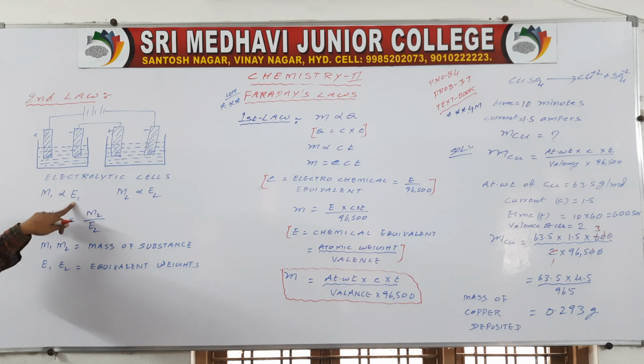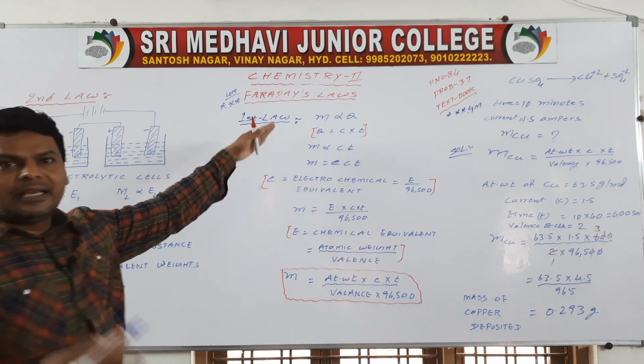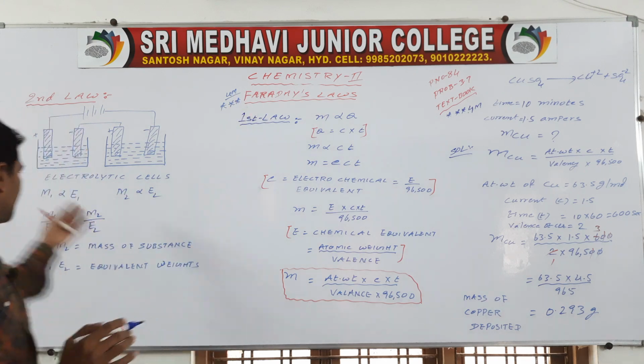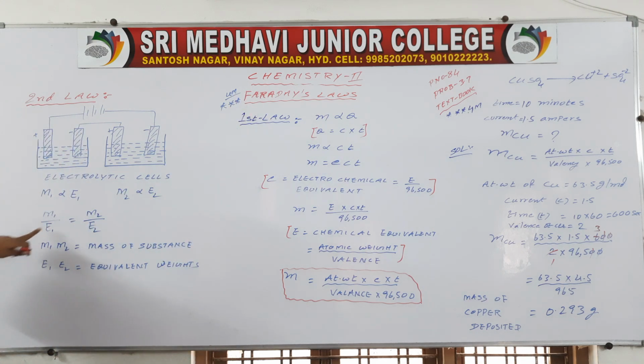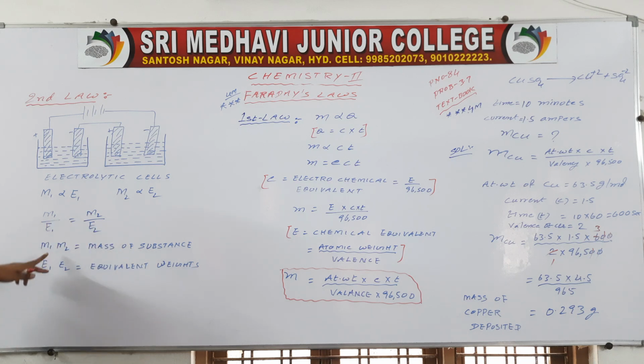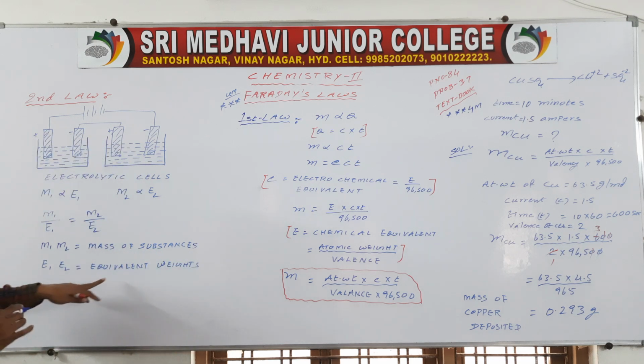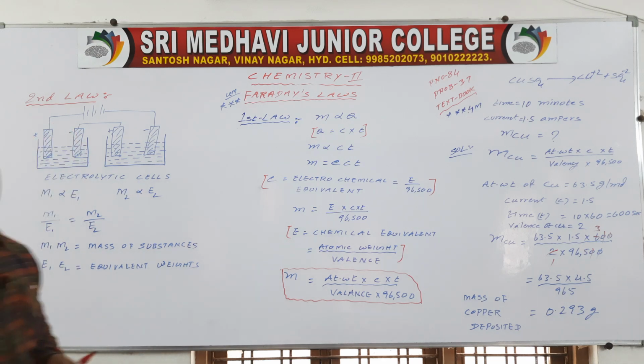M1 is directly proportional to E1 and M2 is directly proportional to E2, and if you take one more cell, M3 is directly proportional to E3. Then M1 by E1 equals M2 by E2. If you keep the constant, M1 by E1 equals K and M2 by E2 equals K. M1 and M2 are the masses of the substances, E1 and E2 are the chemical equivalent weights. This is Faraday's second law.